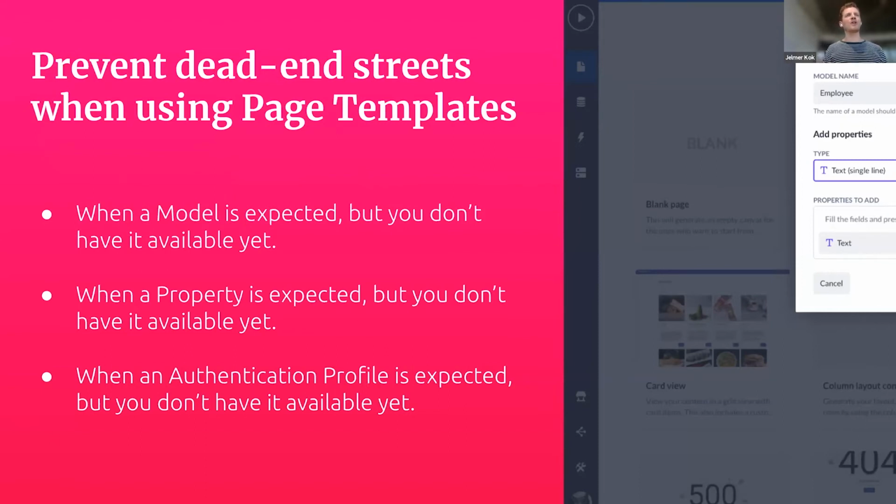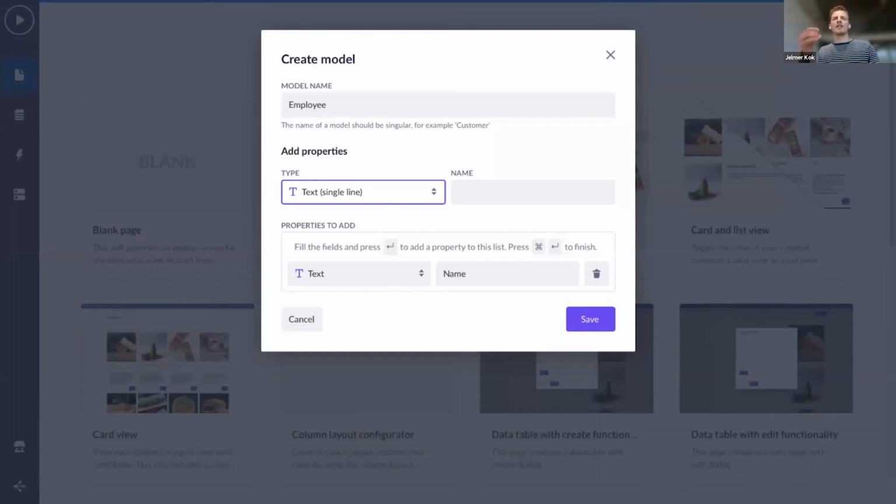That goes for a model, but also for a property, and the same goes for an authentication profile. And this is just a screenshot of how this could look.